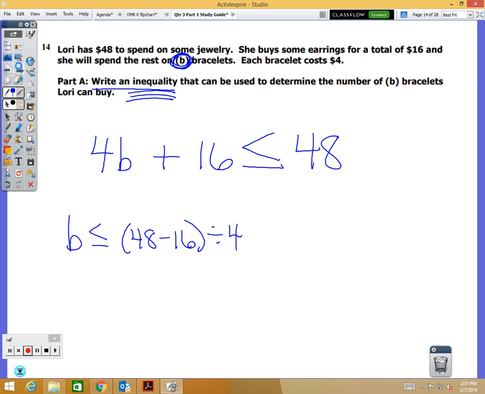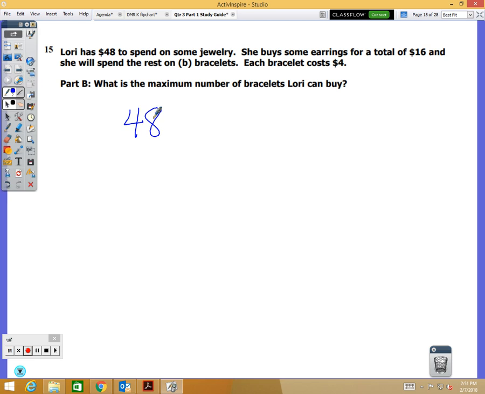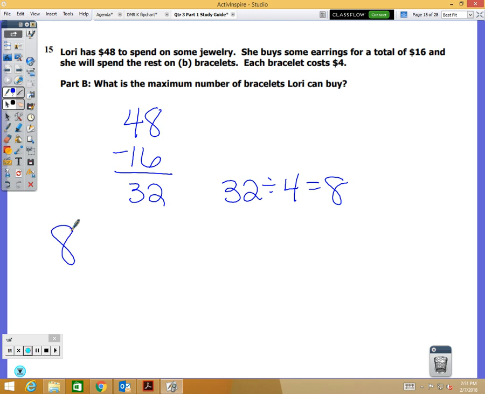So solving this, 48 minus 16 gives you 32. And 32 divided by 4 gives you 8. Now, what is the maximum number of bracelets? 8. I accepted 8, but it really should be B is less than or equal to 8. That really is the best answer.